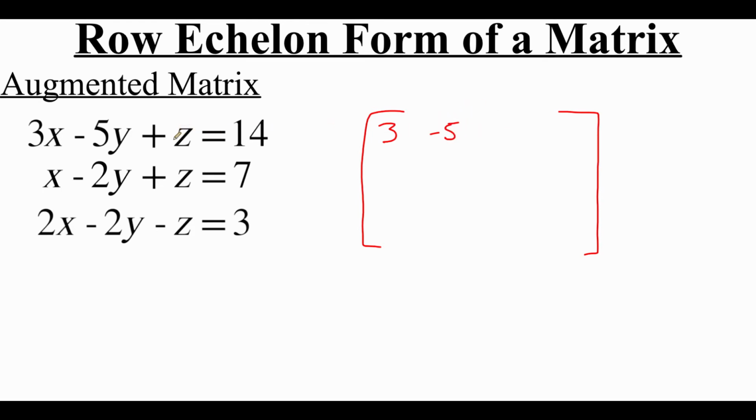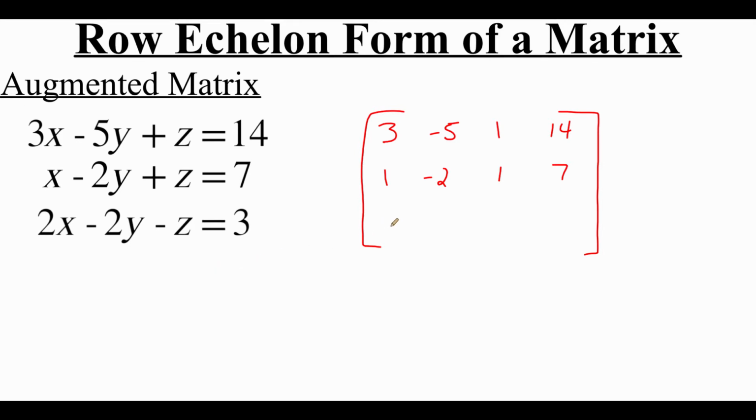Now there's not really a number in front of this z, which means there's a 1, so I'm going to put 1 as the third entry in this top row. And then our equals to is that 14, so I'm going to put that as the fourth entry in this top row. And I'm going to do that with all of my equations. I'm going to look at the numbers involved in each equation. So in my second equation, the number in front of the x is a 1. The number in front of the y is a -2. The number in front of the z is a 1. And then my equals to number is 7.